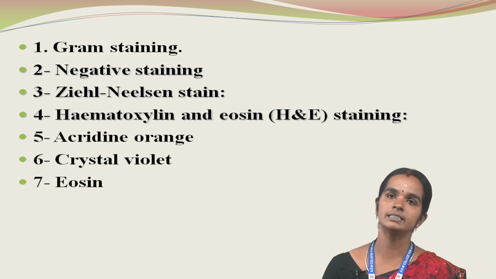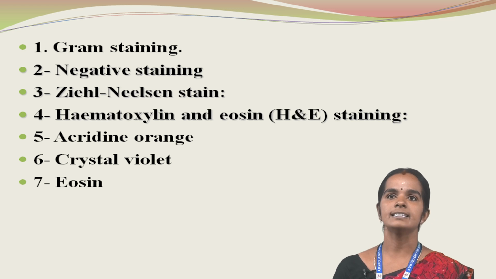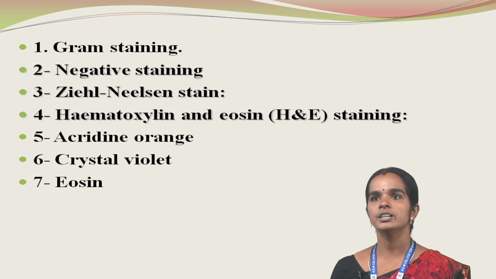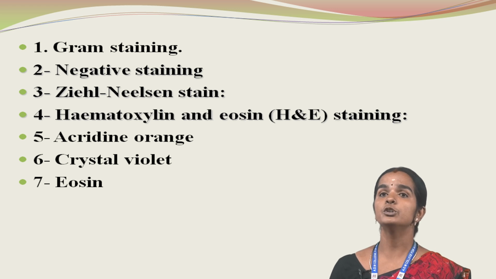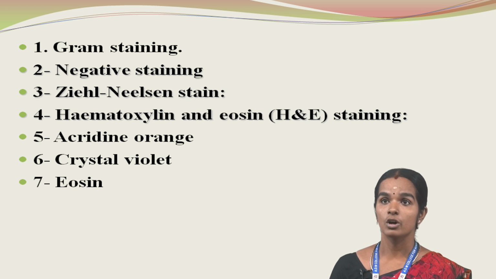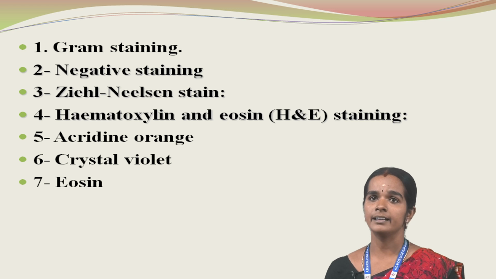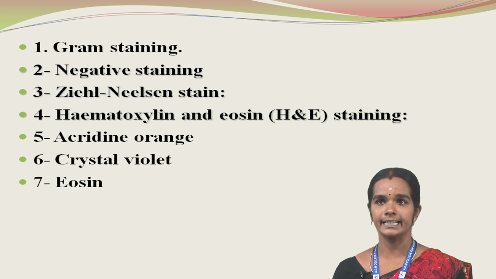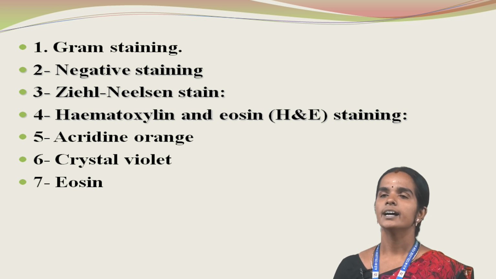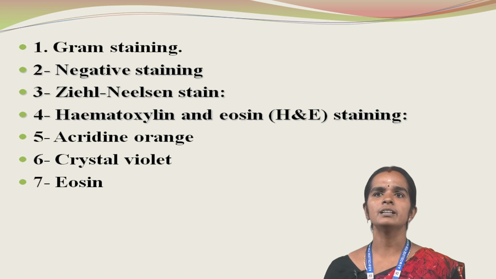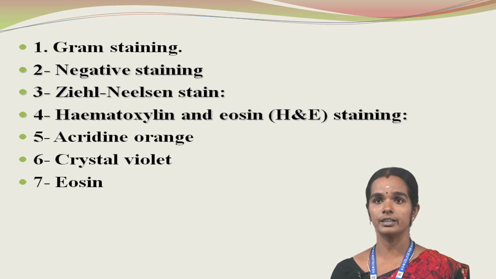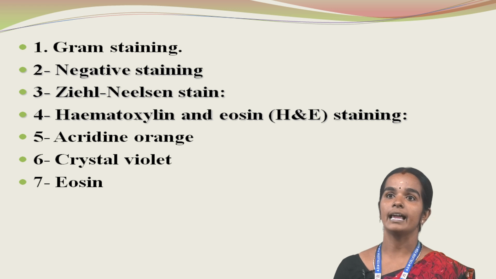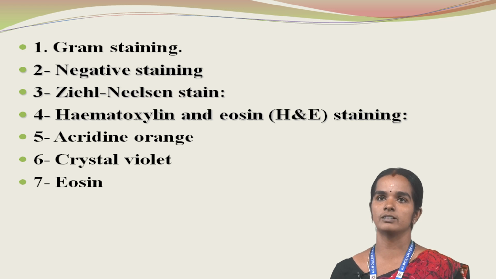This is the fifth type of stain, acridine orange. Acridine orange is also called AO stain. It is a nucleic acid selective fluorescent cationic dye useful for cell cycle determination. It interacts with DNA and RNA by electrostatic interaction.